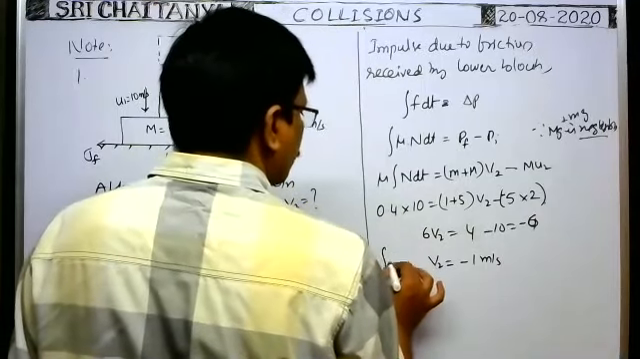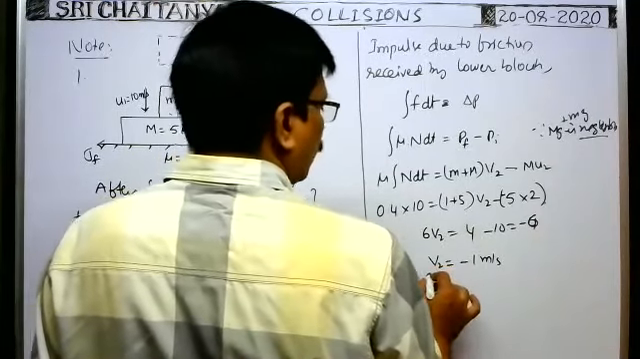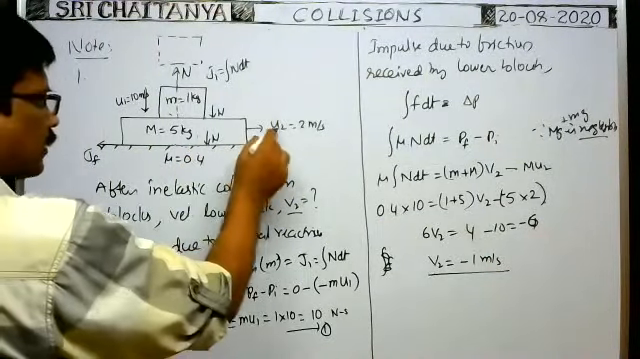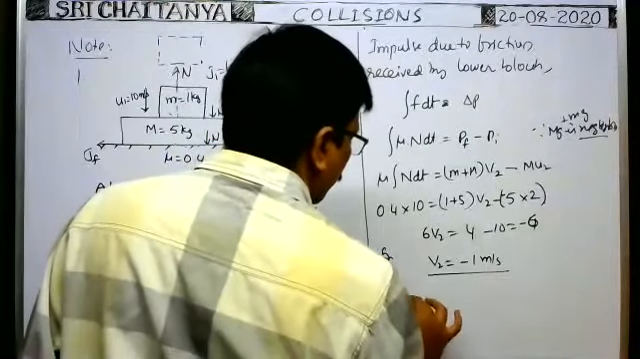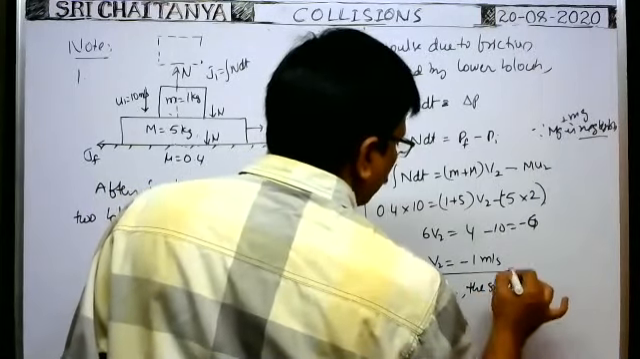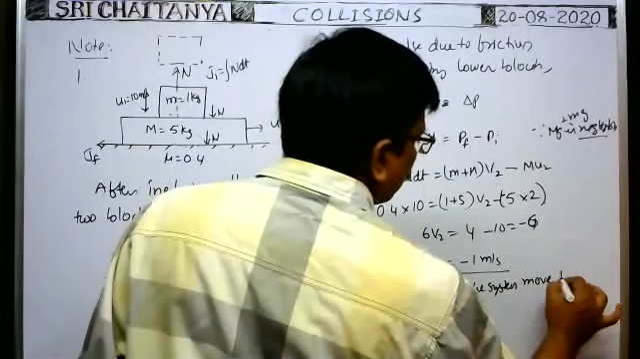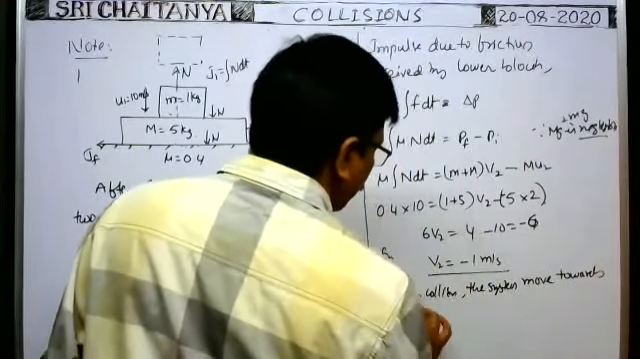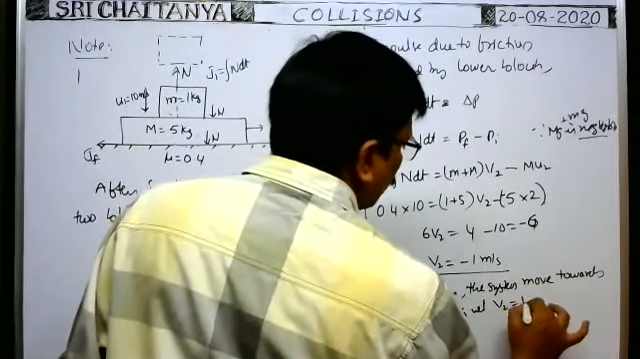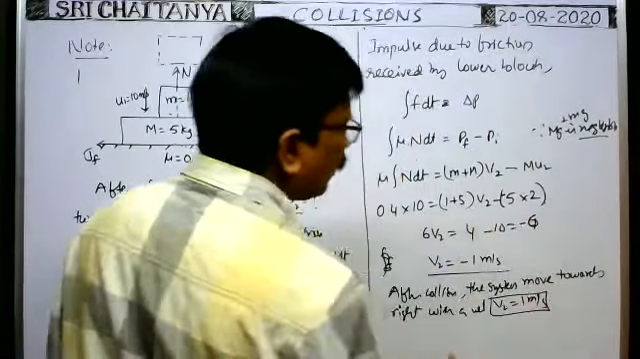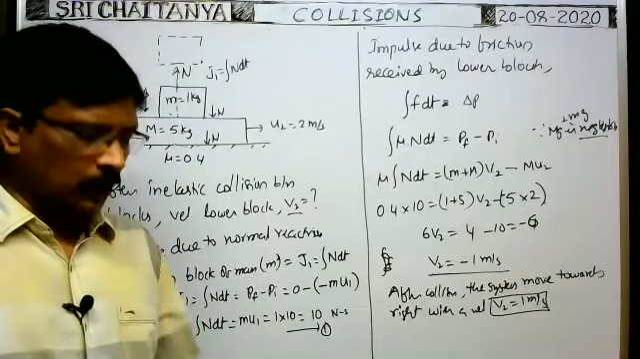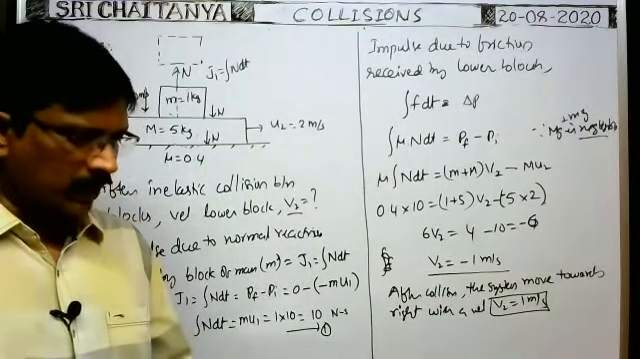That means impulse due to friction. Therefore, velocity of the body is minus. We consider the impulse in this direction, but final velocity is in this direction. Therefore, after collision, the system, meaning the two blocks, moves towards the right with a velocity v2 equal to 1 meter per second. This is the answer. So after collision, the lower block or both blocks together move with velocity 1 meter per second towards the right.